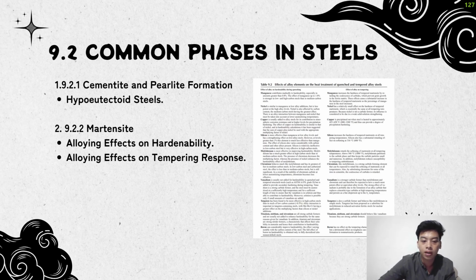Alloying effect on hardenability. In addition to carbon, alloying elements also affect the hardenability and the tempering response of steels. Alloying effects on tempering response. In terms of tempering, alloying elements can help retard the degree of softening during tempering. Certain elements are more effective than others.